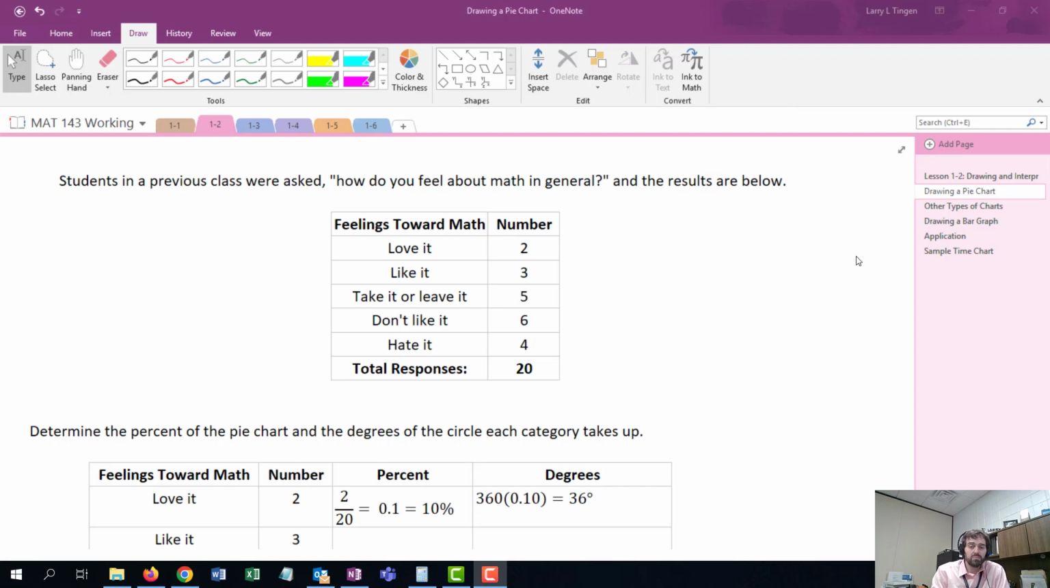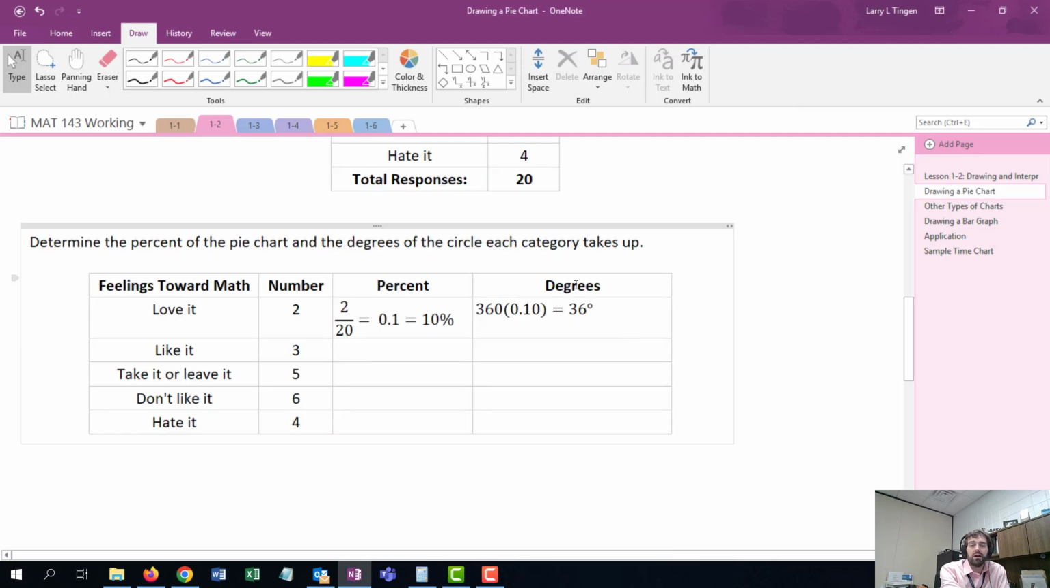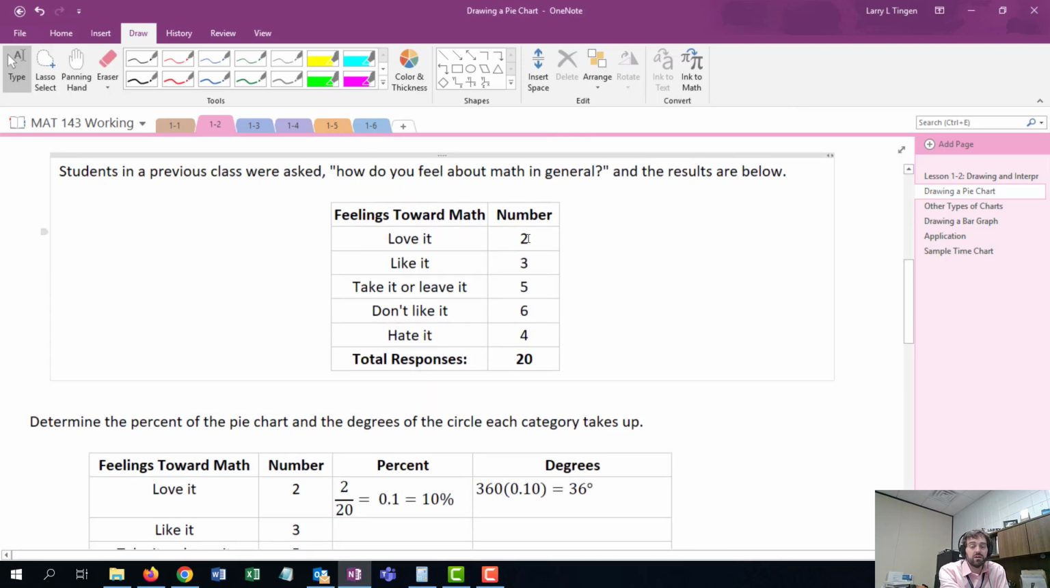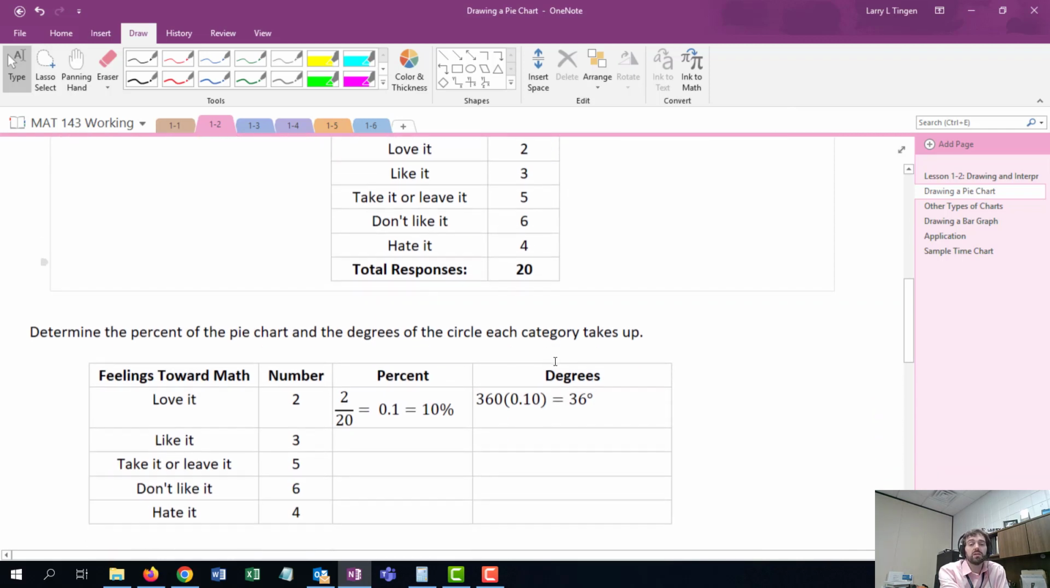And then at the bottom, I have figured out how many people there were in total, or how many responses there were to my survey in total. 2 plus 3 is 5. 5 plus 5 is 10. 10 plus 6 is 16. 16 plus 4 is 20. So yeah, total responses is not its own category. So if I'm going to do the math that I just talked about, I need to figure out what percentage of my survey, what percentage of people said they love math, they like math, and so on. So I'm going to come down here and do that.